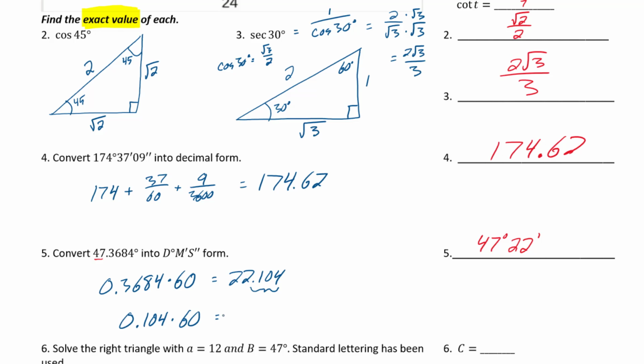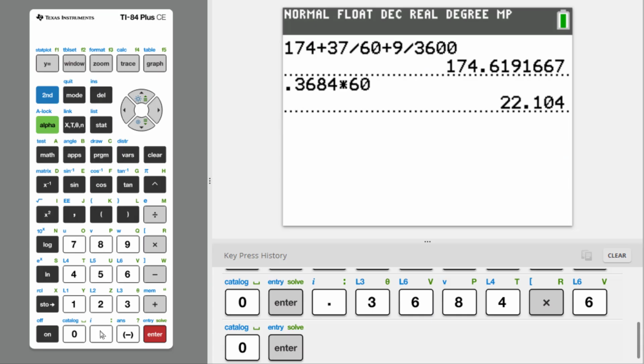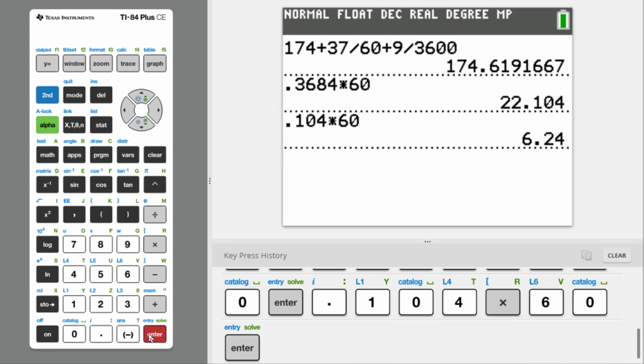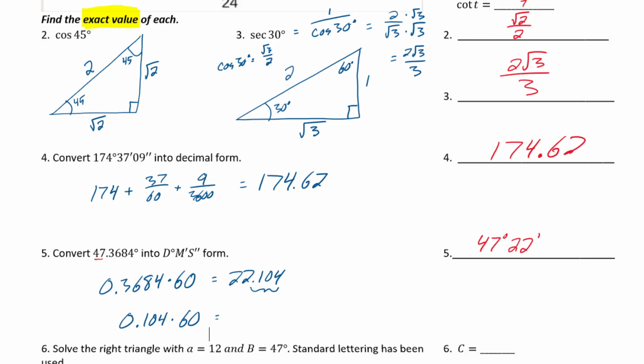So let's go ahead and bring the calculator back up and do the 0.104 times 60. So 0.104 times 60 gives us a whole number part of 6. So let's just go ahead and call that maybe 6.2 just for our final answer there.